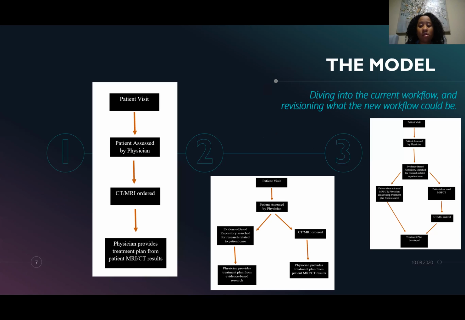So on this slide, I've included the model, and it's diving into the current workflow and revisioning what the new workflow could be. Next to number 1 is the current workflow where the patient visits the physician, and then a CT or MRI is ordered, and the physician provides a treatment plan for the patient via those results. Number 2 and number 3 offer a change to the system and a change to the workflow for the physician so that they can access evidence-based research in order to provide proper care without having to order a CT or an MRI.